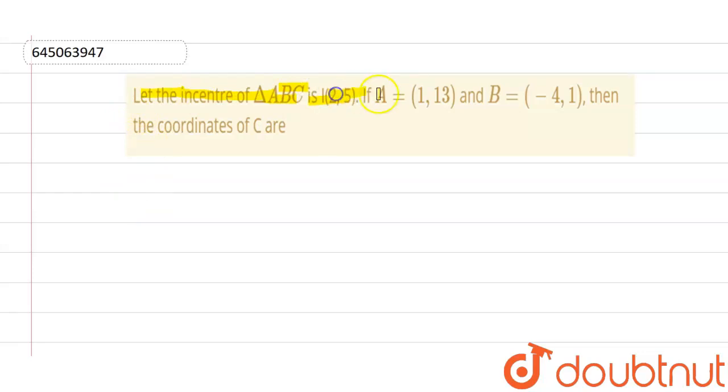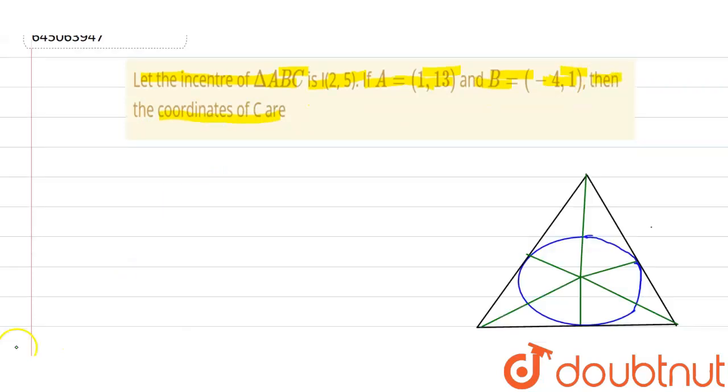The question given to us is: let the incenter of triangle ABC be (2, 5). If A is (1, 13) and B is (-4, 1), then find the coordinates of C. First of all, for this we have to draw the diagram. So this is our diagram.